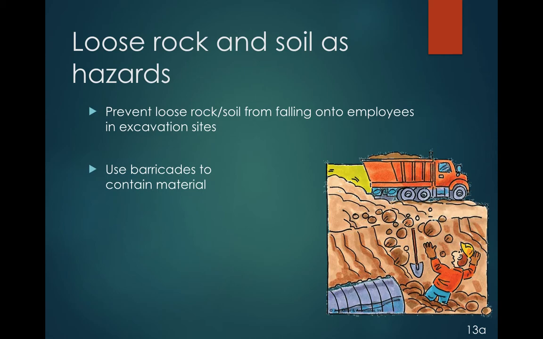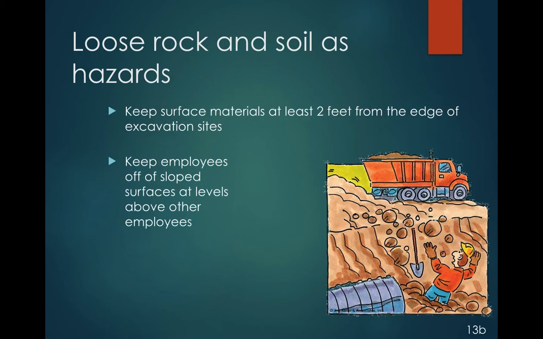So now we're going to go into loose rock and soil as hazards. One of the main things is you want to prevent loose rock and soil from falling onto employees in excavation sites. How do you do that? You use barricades to contain the material. Keep surface materials at least 2 feet from the edge of excavation sites, and keep employees off of sloped surfaces at levels above other employees.